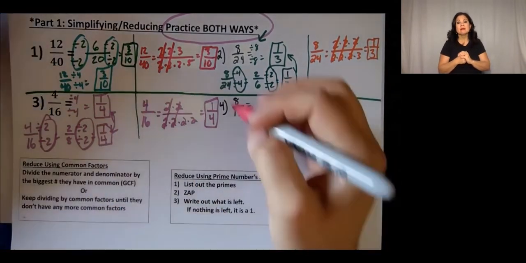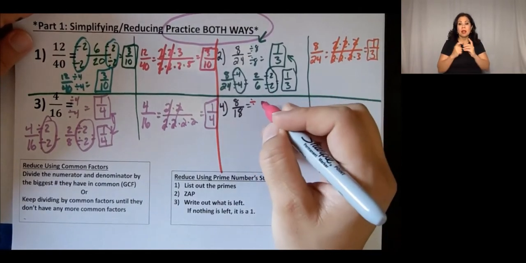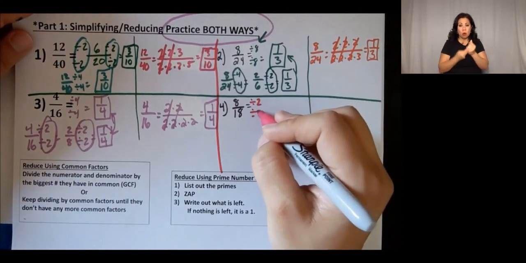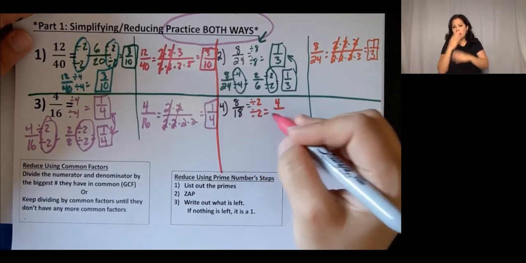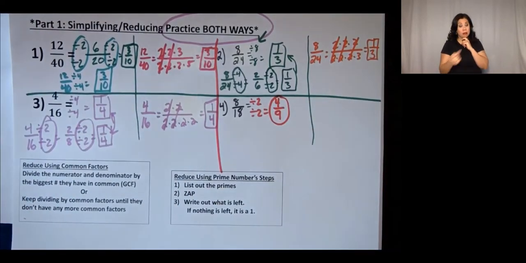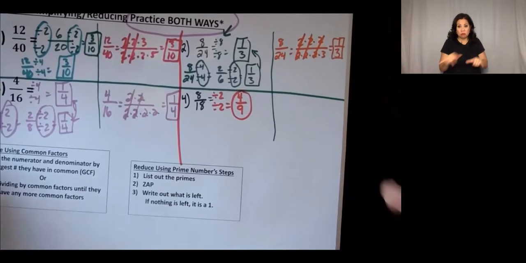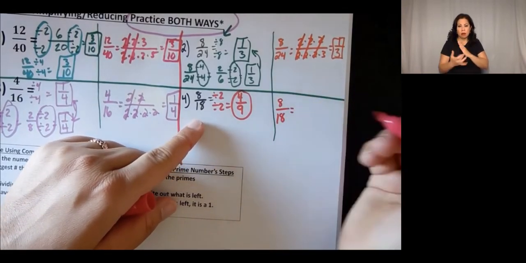Now let's look at 8 over 18. Okay, the biggest one they have in common, I'm going to say 2. They're both even, so let's see what happens. 8 divided by 2 is 4. 18 divided by 2 is 9. Oh, that's the only factor they have in common. Okay. All right, so let's try 8 over 18 using primes.